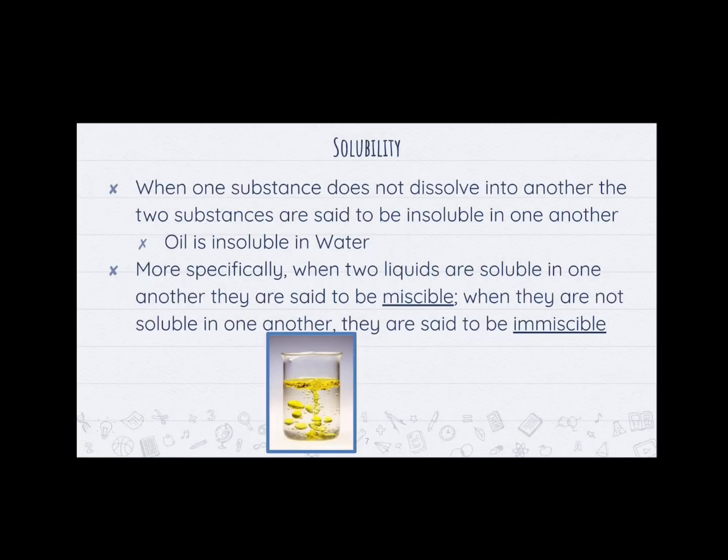When one substance does not dissolve into another, the two substances are said to be insoluble in one another. For example, oil is insoluble in water. They will not mix. More specifically, when two liquids are soluble in one another, they're said to be miscible. When they're not soluble in each other, they're said to be immiscible.